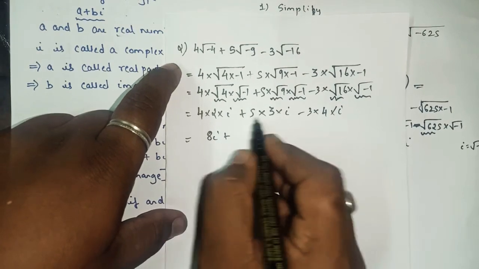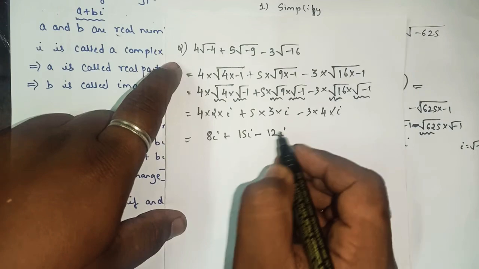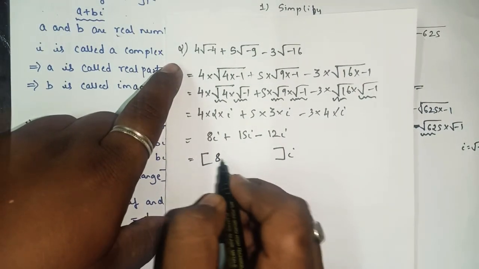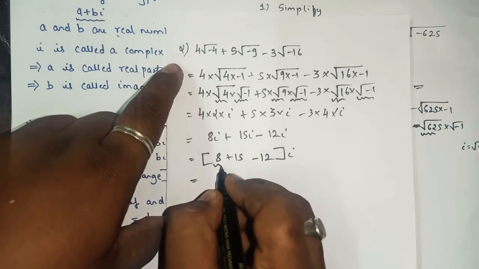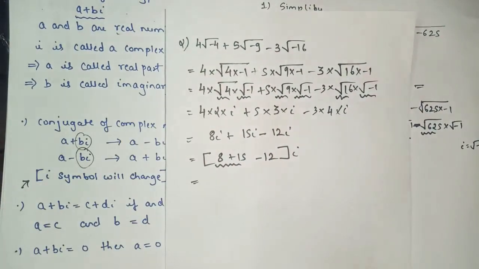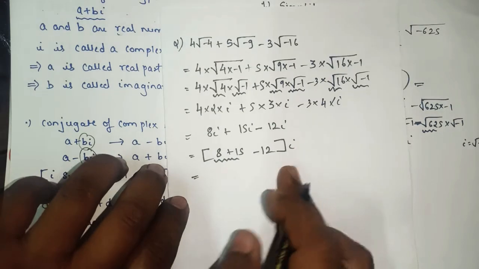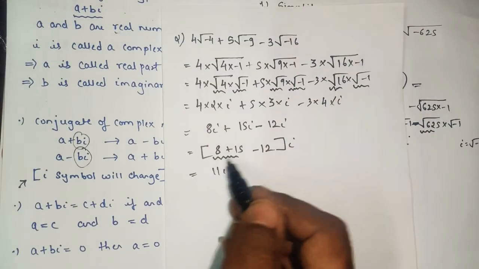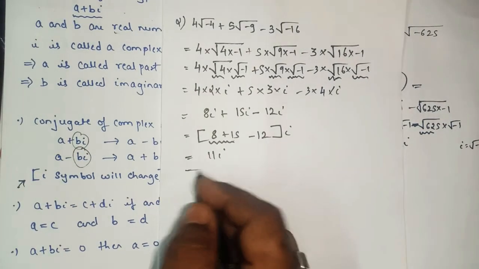8i plus 5 threes are 15i minus 3 fours are 12i. As clearly we can see that i is common. So 8 plus 15 minus 12. 8 plus 15 is what? 23. 23 minus 12 you will get what? 11i. Okay, so 8 plus 15 is 23. 23 minus 12 is what? 11i. So here we got the answer.